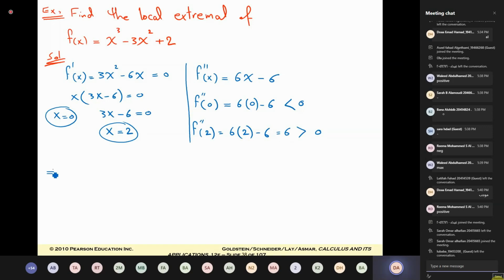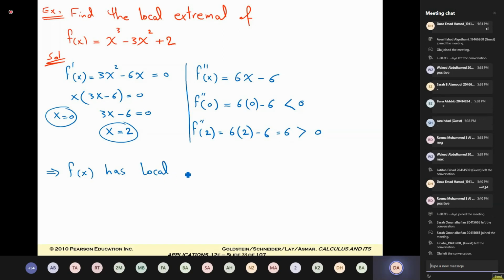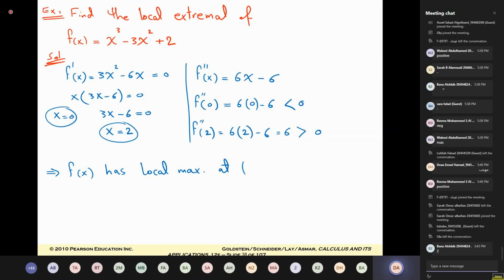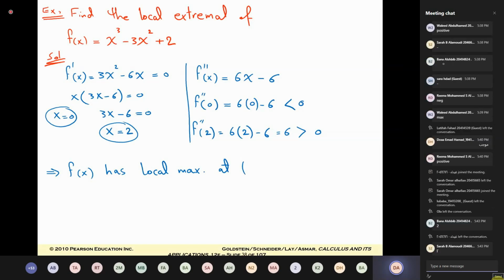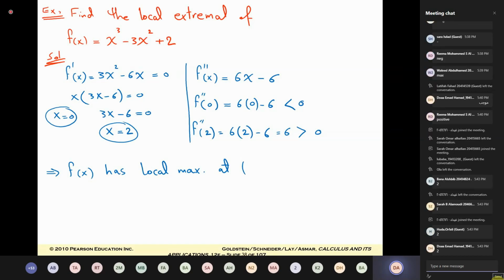So we can conclude f of x has local maximum at what? At which one? This is the maximum, 0 or 2? Which one? At x equal 0 or 2? Local maximum.